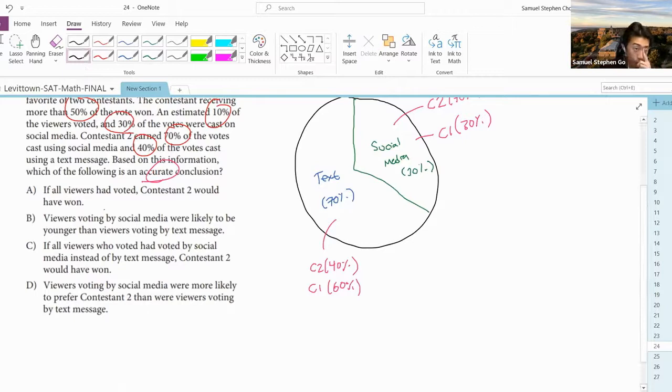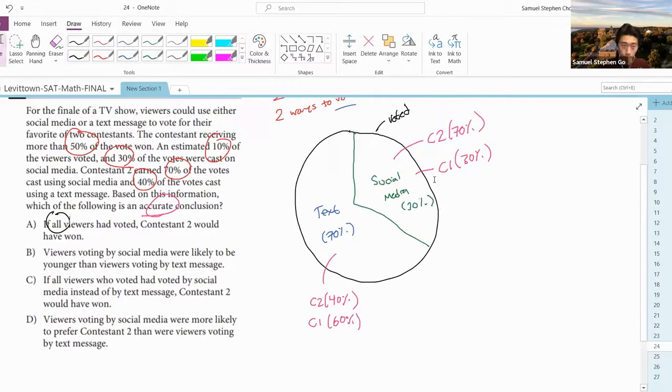So let's go choice A. If all viewers had voted, contestant 2 would have won. Well, we know that only 10% of people have voted. So can we infer that if all viewers had voted, I don't know why that control symbol is there. Can you see that control thing there? I don't. Interesting, okay. Maybe it's glitching on my screen.